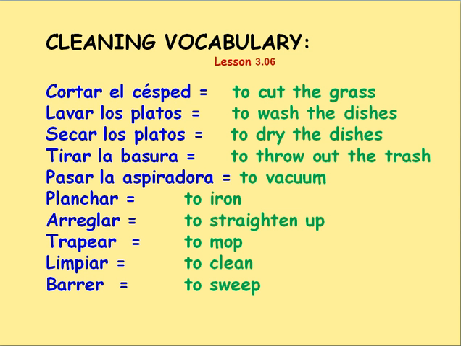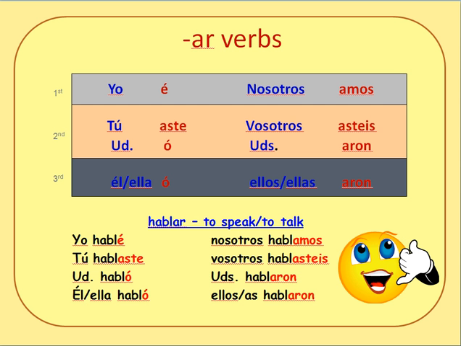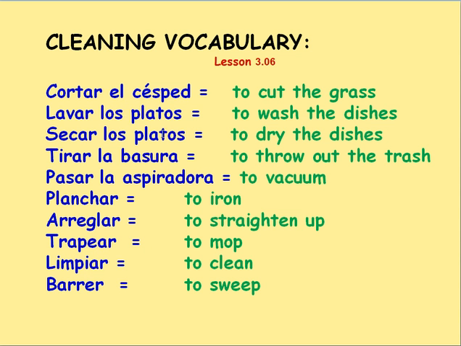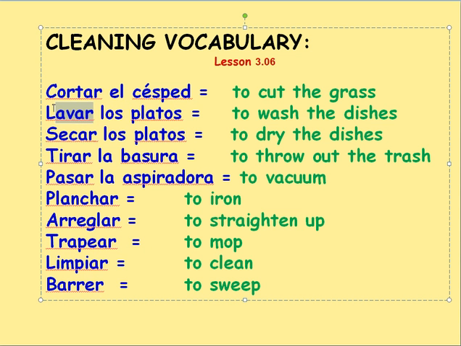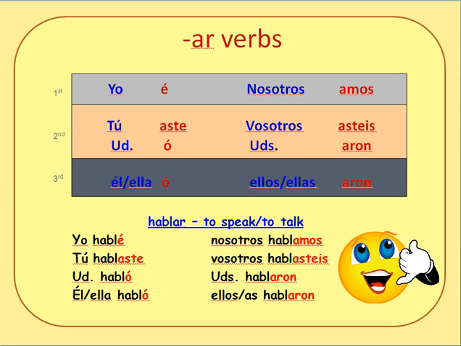So we're going to take these verbs here and we're going to put them in the preterite to say that you did some of these activities. So first we're going to look at AR verbs. So AR verbs, again, ones that end in AR. On this list you'll see quite a few of them are that. Cortar, lavar, secar, tirar, etc. So there's a lot of AR verbs.